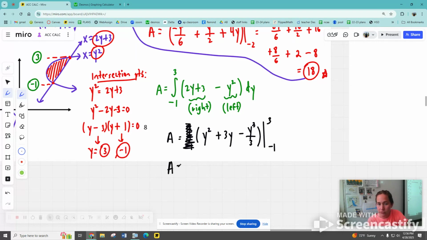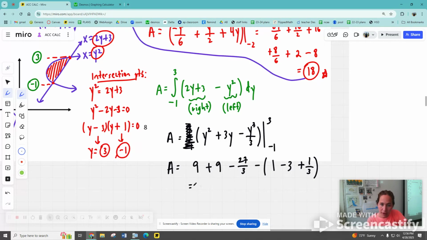So here goes. 3 gets plugged in first: 3 squared plus 3 times 3 minus 3 cubed over 3. And then let's subtract the rest in parentheses: negative 1 squared plus 3 times negative 1, and then minus negative 1/3. Maybe that should just be a plus 1/3 inside of those parentheses.